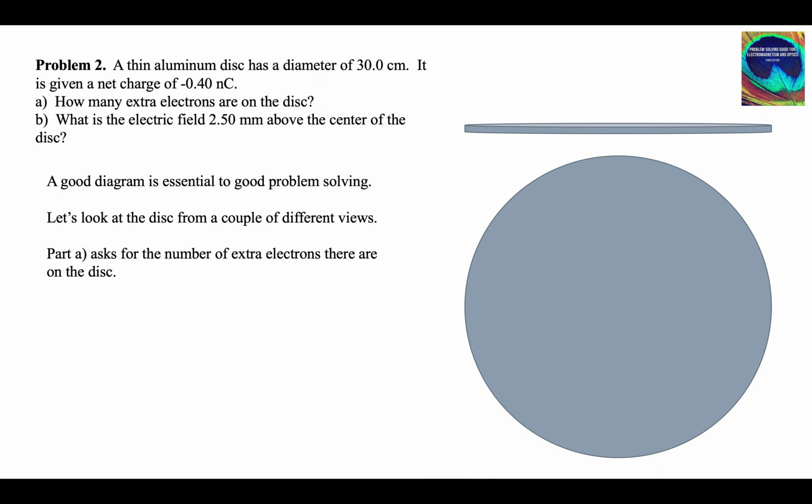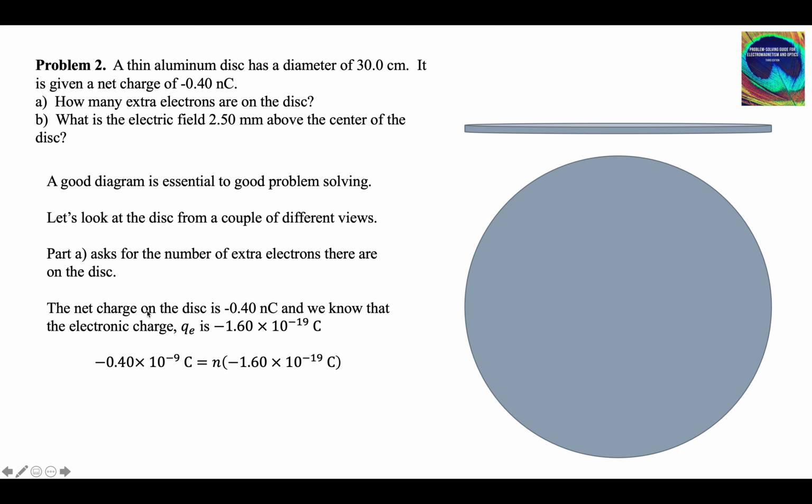Part A asks for the number of extra electrons there are on the disc. We know the total charge is minus 0.4 nanocoulombs. We also know that the electronic charge, the charge on one electron, is 1.6 times 10 to the minus 19th coulombs. So we can set up a simple equation. The total charge is the number of electrons times the charge per electron. Solving for n, we get 2.5 times 10 to the 9th, or 2.5 billion, electrons will make a charge of 0.4 nanocoulombs.